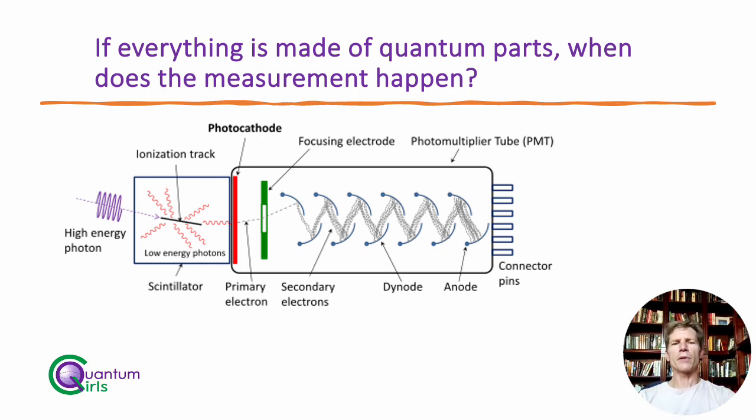So the measurement problem says, okay, now where exactly in that process does it convert from being a probability? That first high-energy photon might only be, say, a 50% chance of detecting a photon there. So when does it convert from being a 50% chance to being a 0% chance or a 100% chance? So that's the question.